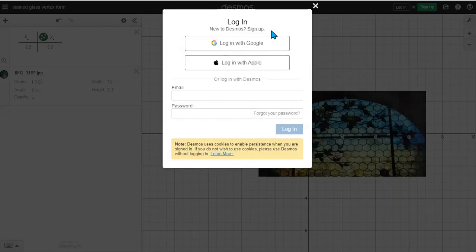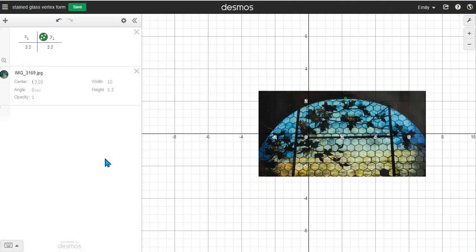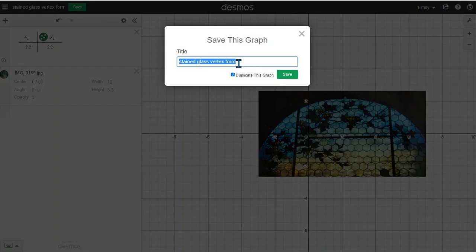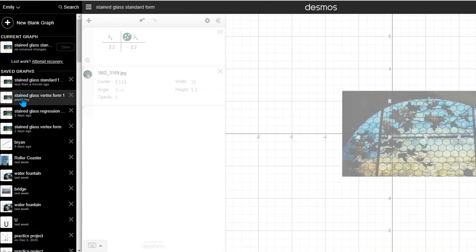Oh, I have to log in. Okay, so I'm going to resave it with a different name. I'm going to call this stained glass standard form. Okay, so now I can still go back to my vertex form one here, but now I also have standard form.